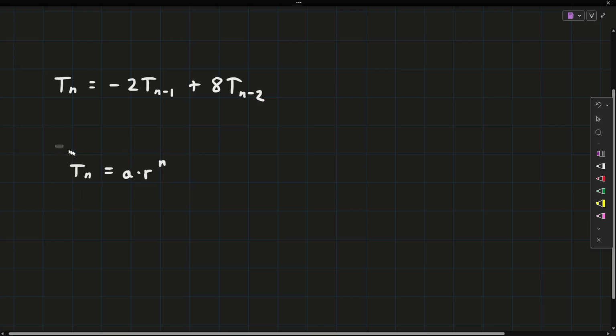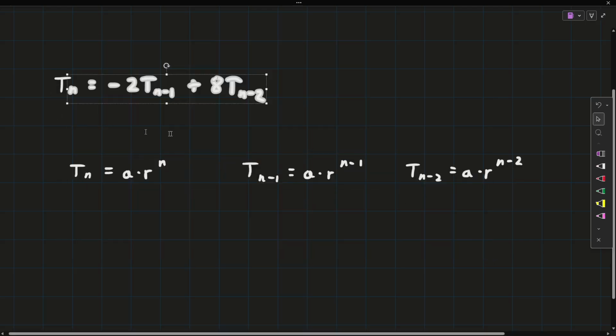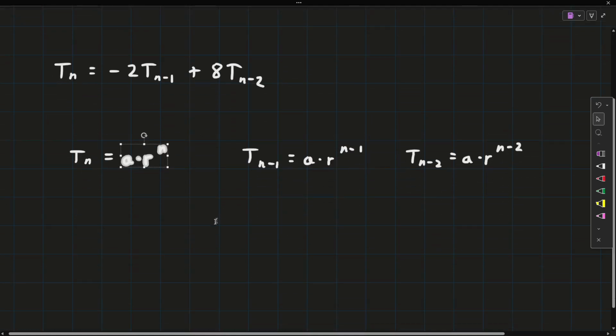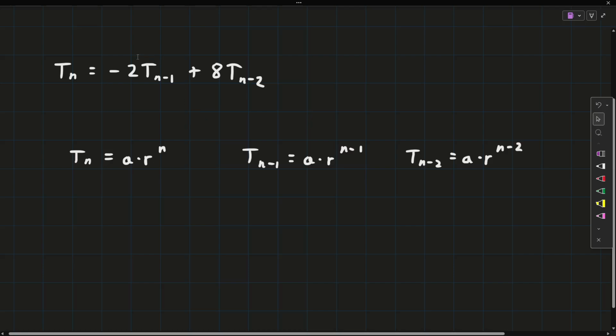So let's just say we guessed this was the solution, and let's just run with it and see what happens. If this was the solution, we could say that t sub n minus 1 would be equal to a times r to the n minus 1, and t sub n minus 2 would be equal to a times r to the n minus 2. So now we can sub into this equation and figure out what a or r is going to be. Remember how we did that for the previous ones as well? Even though in the previous ones it was obvious, we still subbed in anyway. In these questions, you might assume that r could be minus 2 or 8, but again, I want to show things rigorously, so we're going to sub this in, and we're going to see that it's not actually minus 2 or 8.